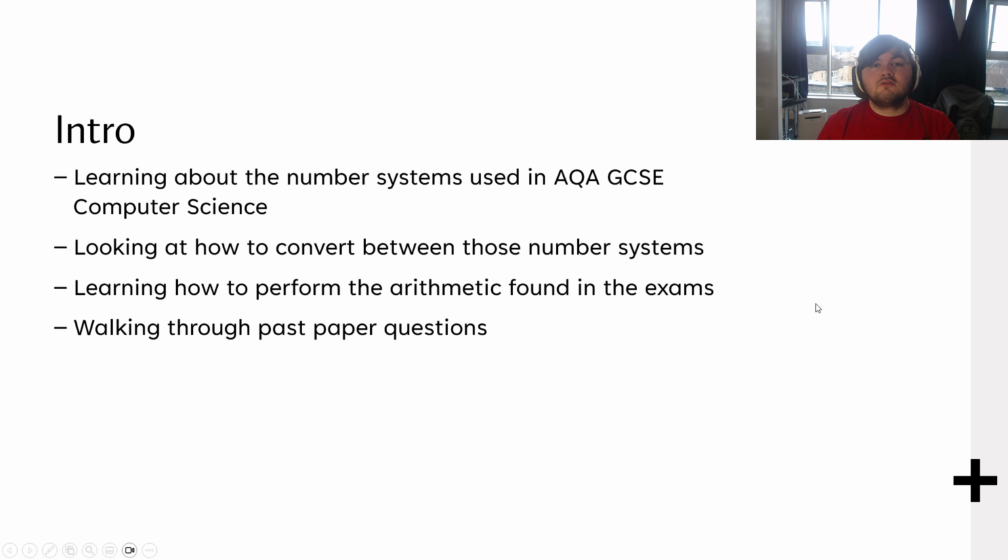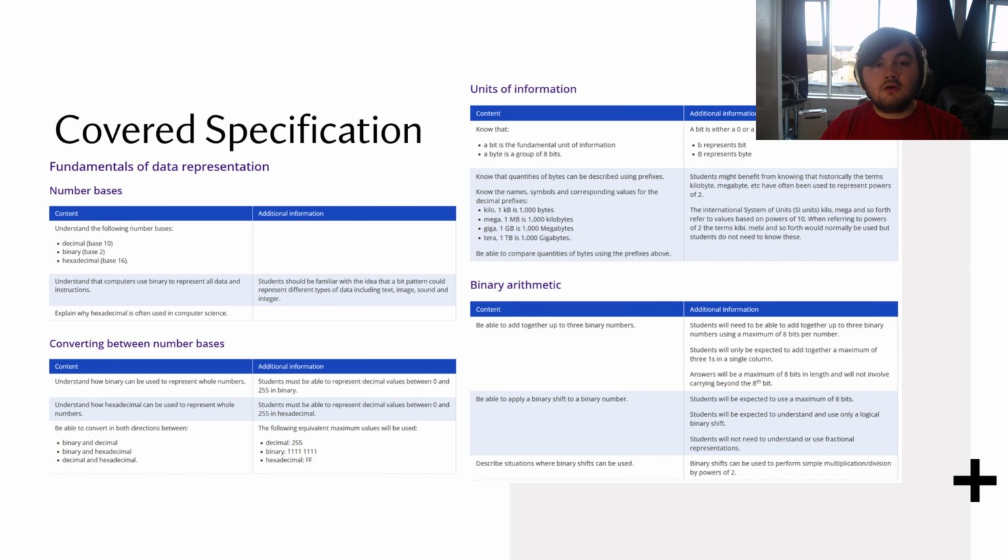In this video, you can expect to learn about the number systems you will encounter in AQA GCSE Computer Science, how to convert between these number systems, the kind of arithmetic you will be doing in an exam paper, and we'll look through some of those exam papers and the questions you'd expect to find in them. On screen, you can see the parts of the specification that this video will cover.